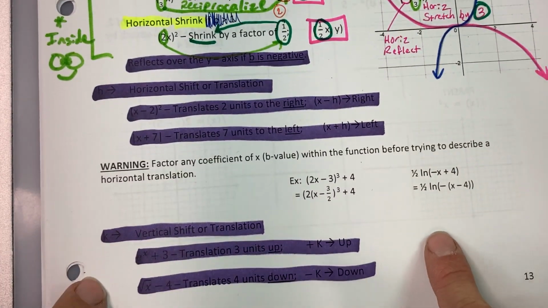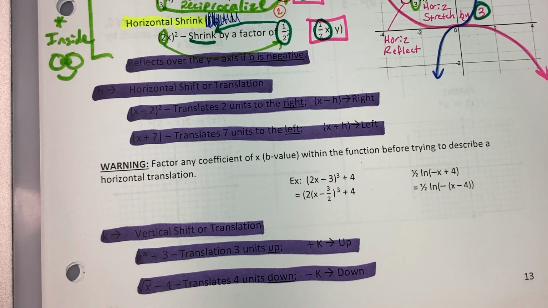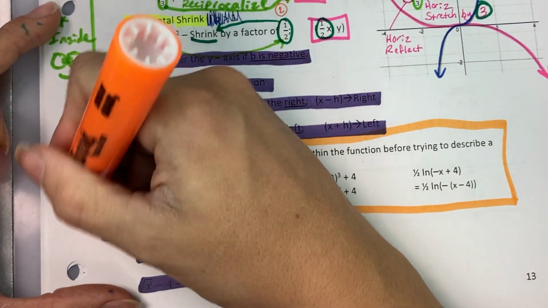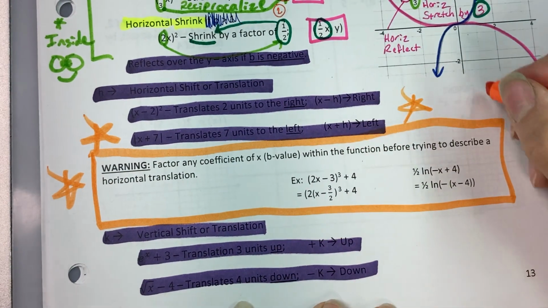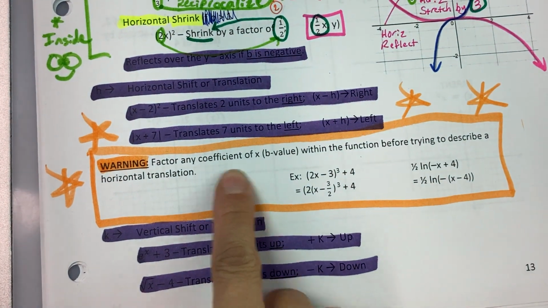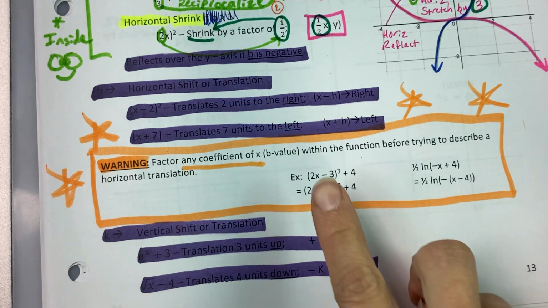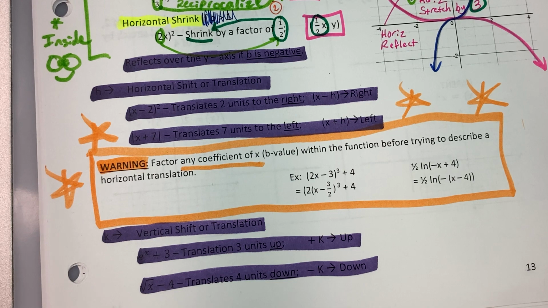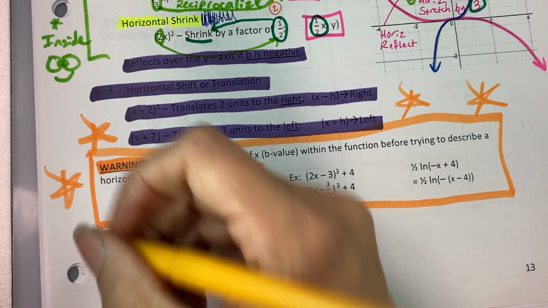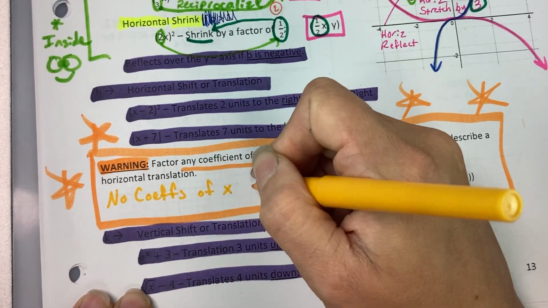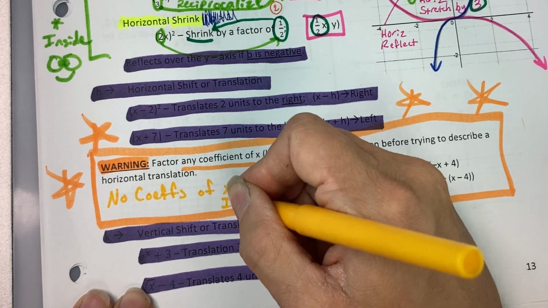Now, down at the bottom of this page, we have this warning. I want you to put a whole bunch of stars by this section because this is one of the hardest things to remember. This warning says that you must factor any coefficient of x within the function before trying to describe a horizontal translation. So folks, what this essentially means is no coefficients of x on the inside.